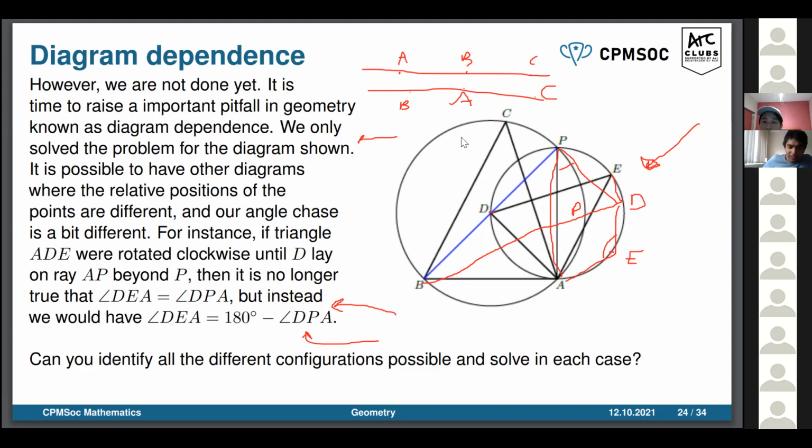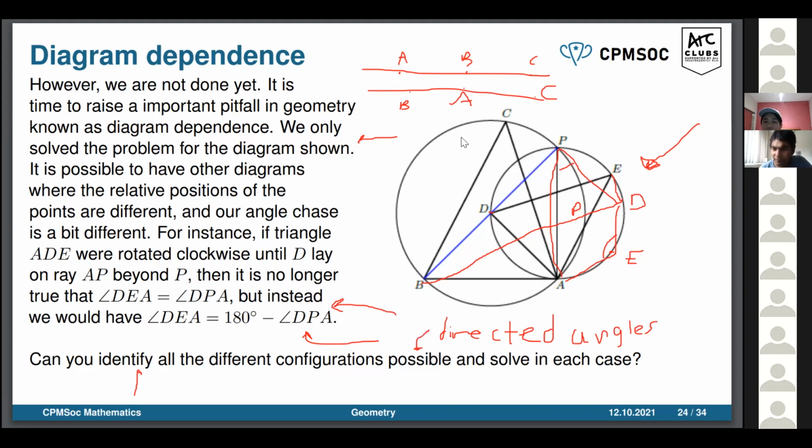So as an exercise, you could try to find different configurations for this problem and try to solve it in each of these cases. Also there's a technique, I think it's not in this workshop, called directed angles, and that helps deal with this. Instead of using multiple cases, directed angles enable you to put all the cases into one and solve all the cases at the same time.